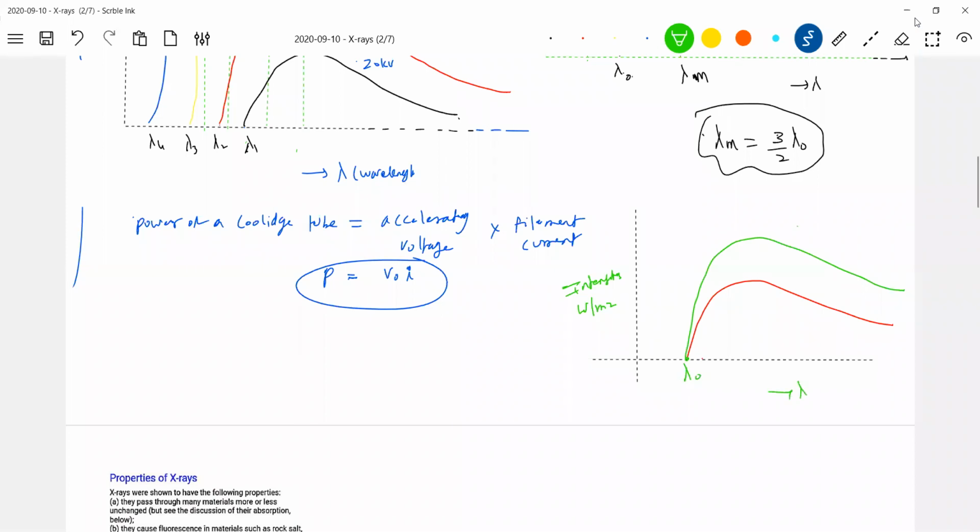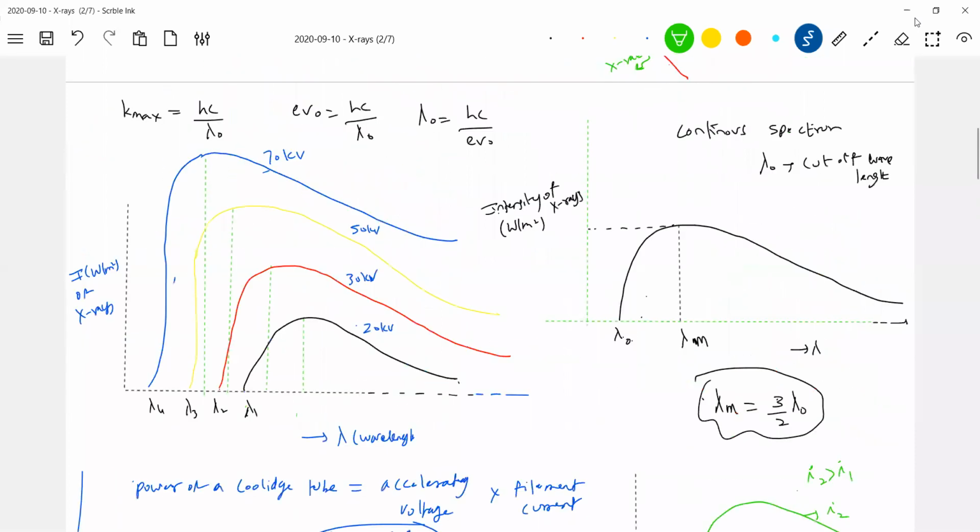So this is for I2, this I1. It's not intensity, it's current, filament current. So by varying the filament current, we can control the intensity. Shall I say intensity means quantity of X-rays?